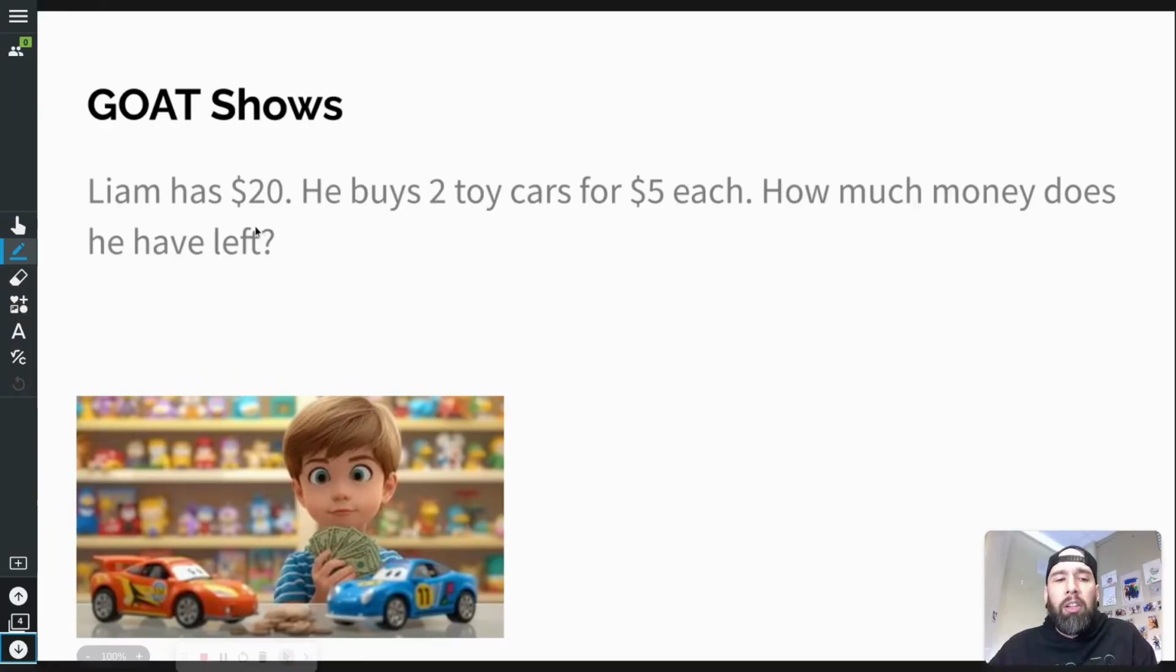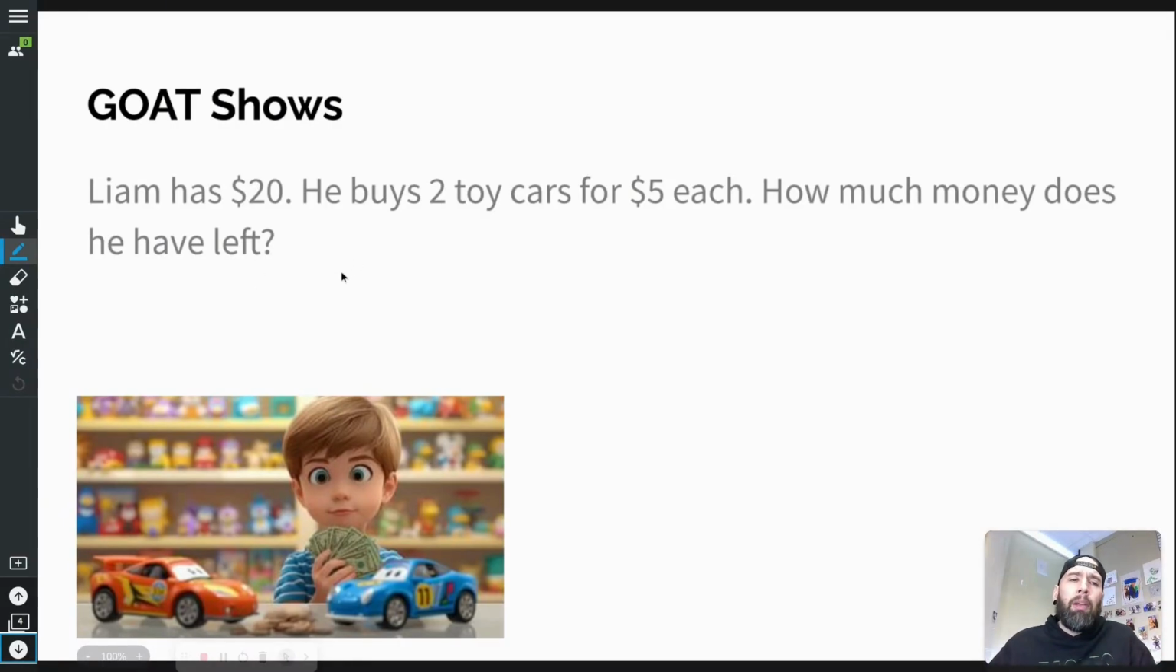Liam has $20. There's Liam. He buys 2 toy cars for $5 each. How much does he have left? Okay, so I'm just going to do this using common sense, but I'm also going to show you how you can organize this using what's called PEMDAS, just in case you see a problem like it in the future.